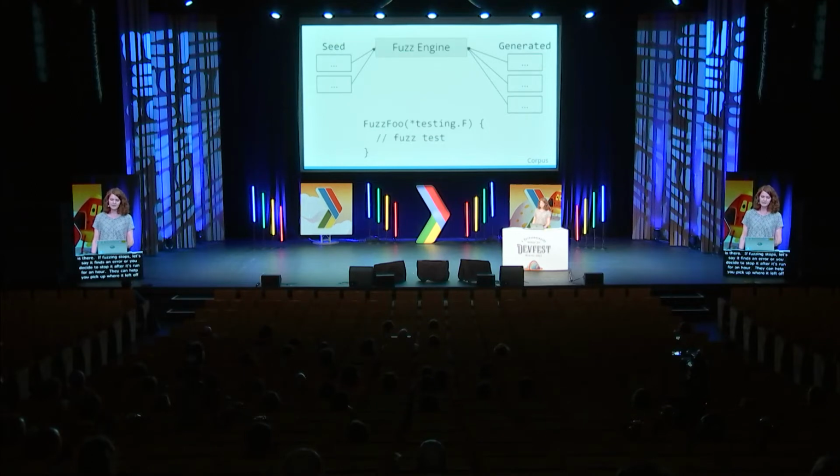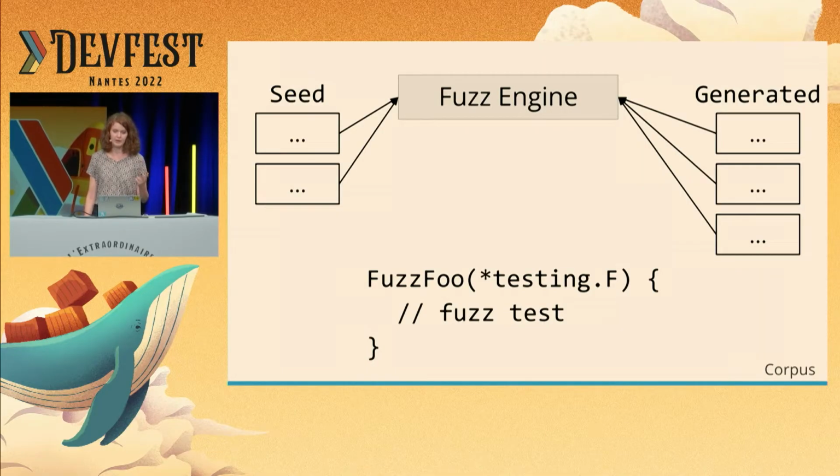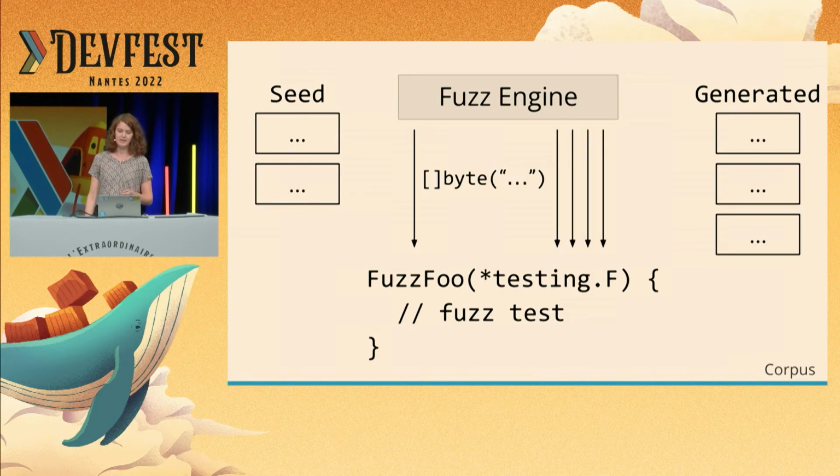So here's a small example to illustrate how the fuzzing engine uses these two elements of the corpus while it's running. The first thing it's going to do is gather all of the inputs from both the seed corpus and the generated corpus. It's going to feed each of those inputs into the fuzz test to make sure there are no crashes at the start and that we're starting in a good, clean state.